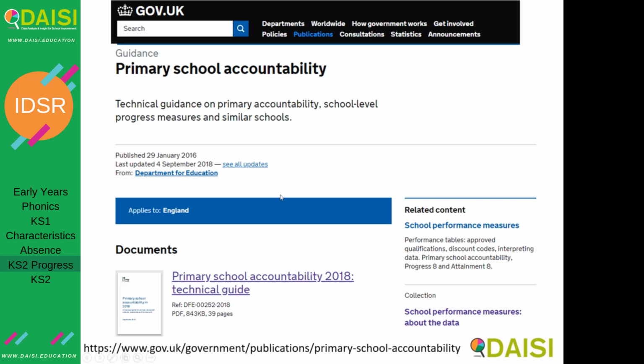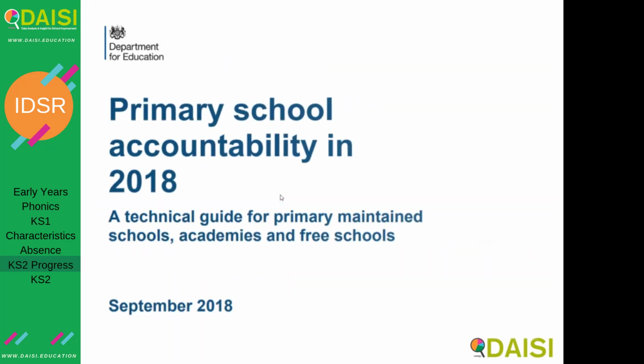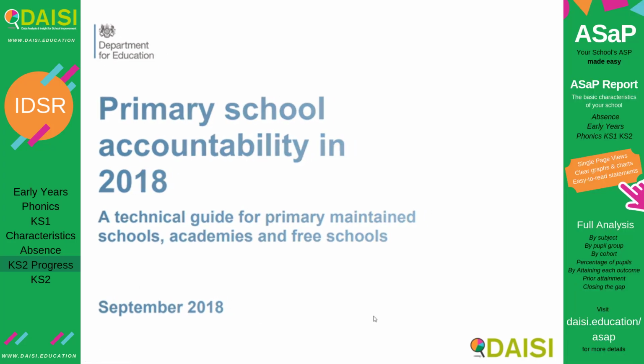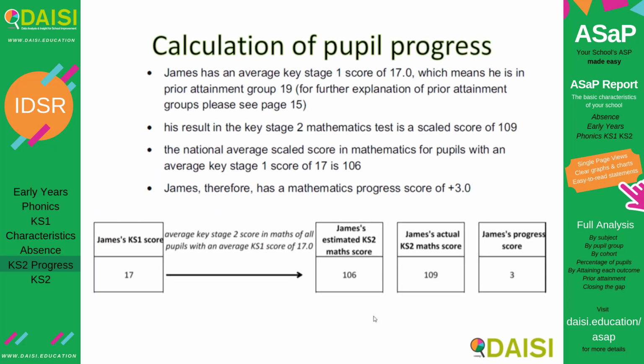So it's got a long URL. I just Googled Primary School Accountability in 2018. Make sure you've got the latest document. So if you've got the September document, then you're looking at one version too old. So the December document has a look at the validated Key Stage 2 data.